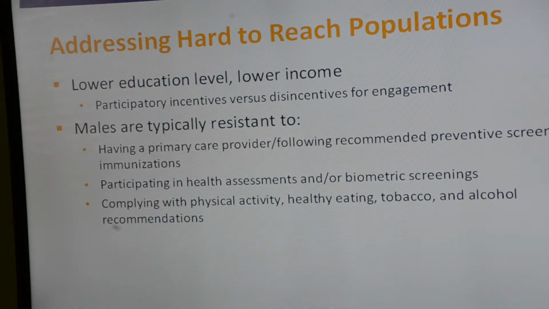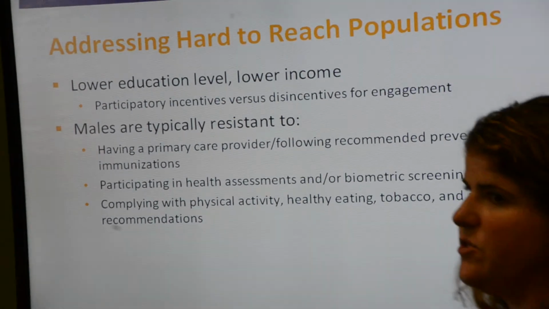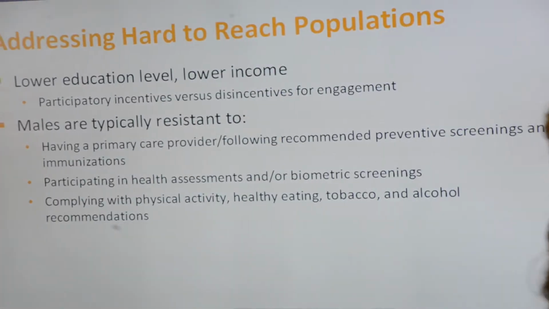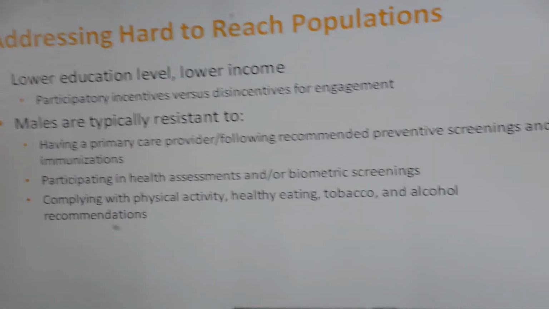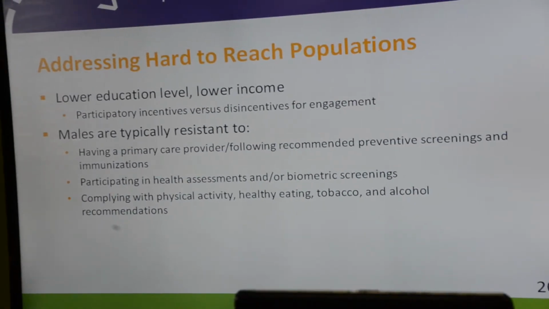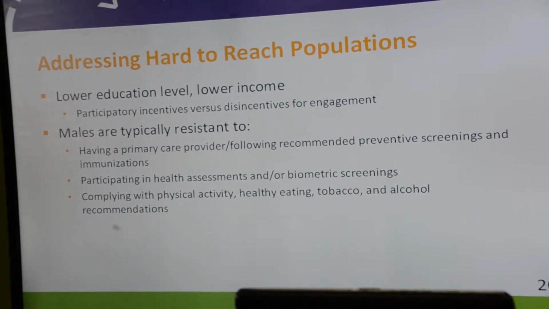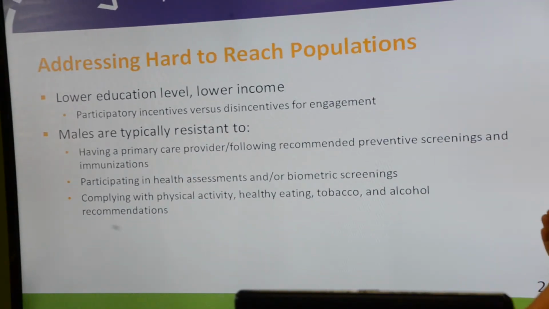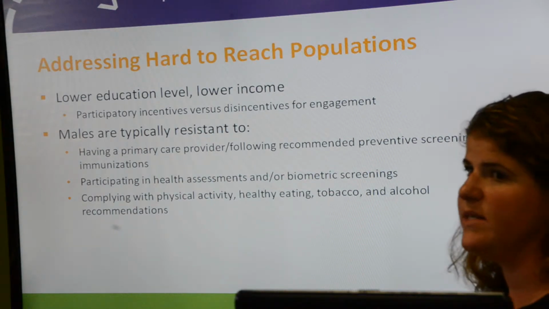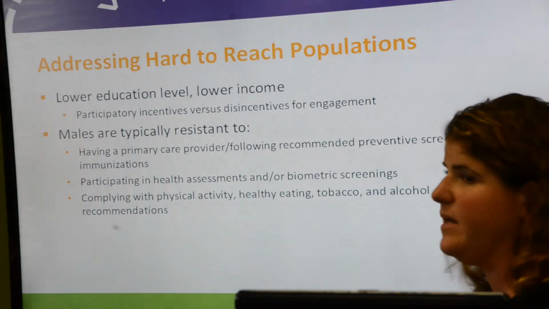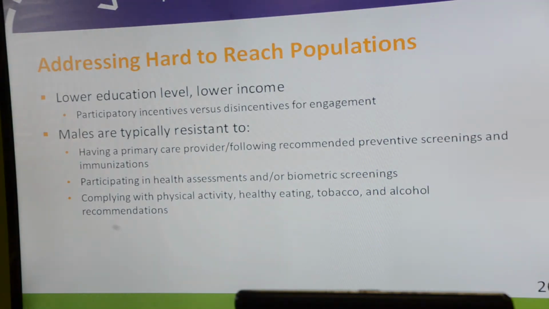So, addressing those hard-to-reach populations, here we go. So we talked about this because some of our work sites have multiple locations, correct? And I think the other piece of it too are shift workers. So addressing hard-to-reach populations, you have a lower educational level, lower income. So participatory incentives versus disincentives for engagement. Participatory is specific to basic participation. There's no incentive. It's just you voluntarily participating in the program versus getting an incentive to be engaged.